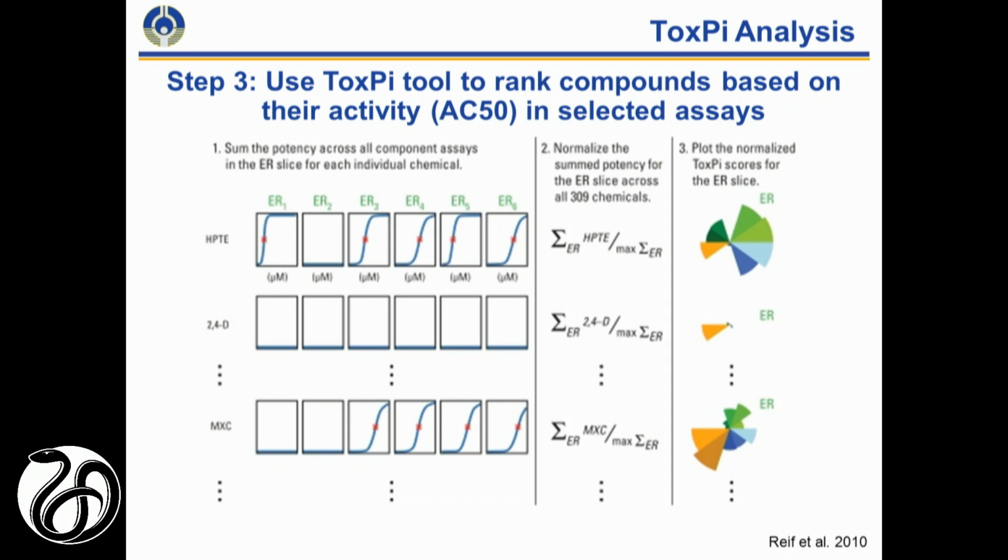So in this case, HPTE, we summed up all the estrogen receptor assays here. This is actually from a paper by David Reif, who was formerly at EPA. We sum up all the actives on the ER, and you notice the ER slice here is rather large, and that's because the activity against the ER across these multiple assays is quite strong. You look down at 2,4-D here, there's no ER activity. And you see an intermediate here with this chemical here. And so you add up all of these assays, and you basically take the area of the pie, and you rank the pie. That's simply it.